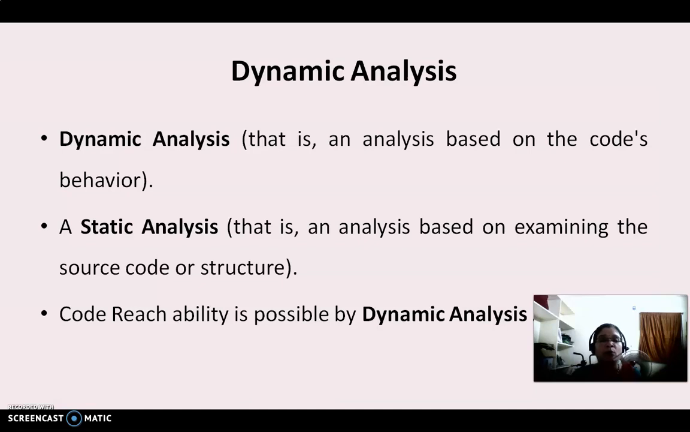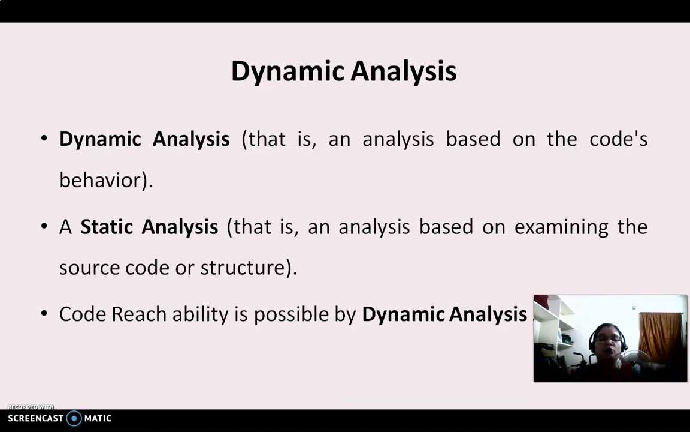Path code reachability. What is the meaning of code reachability actually? Whenever you start at one particular node and the code is executed directly, it gives the intended result or not. That is nothing but code reachability. That code reachability is possible by using the dynamic analysis only, but not possible with the static analysis.